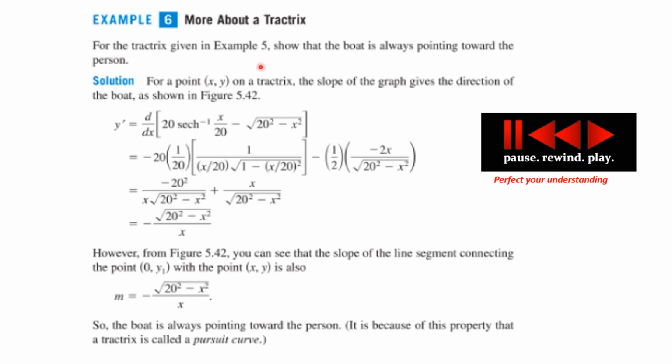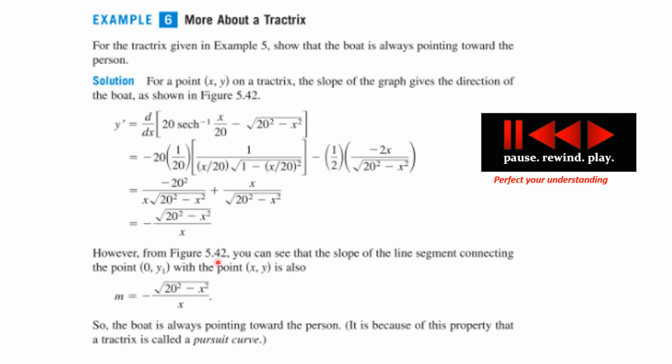For the tractrix that we had in the previous example, show the boat is always pointing towards the person. Well, that means we're going to take the derivative of these functions. Using the formulas that we have, we will get this, and when we simplify, we will get this expression.